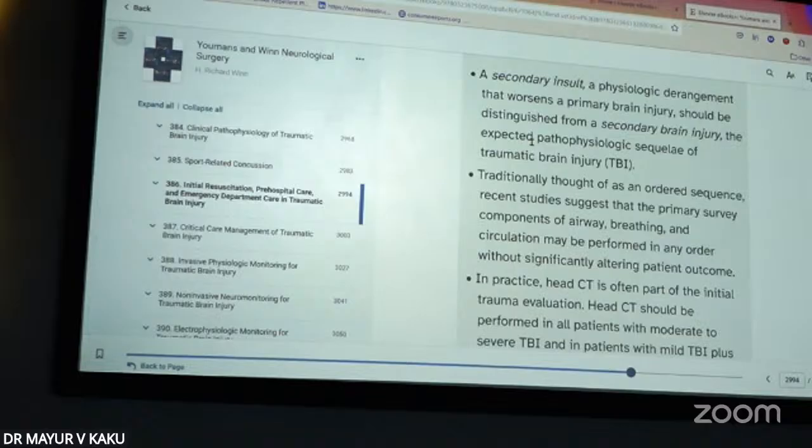Okay, it's very simple. Primary injury is always followed by secondary injury. And any kind of physiologic derangement. What is the physiology of our body? Breathing, circulation, temperature maintenance. So airway, breathing, circulation. If these are not in the correct place, it is going to worsen the primary injury. And obviously if the primary injury is worsened, then the secondary injury is also going to increase.